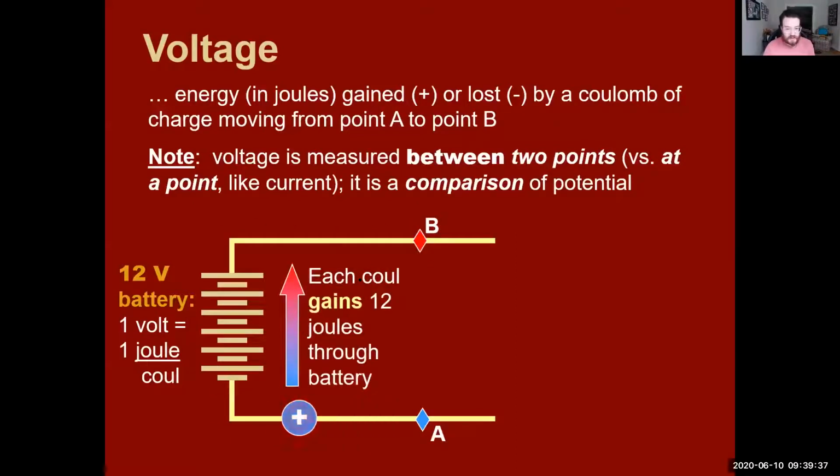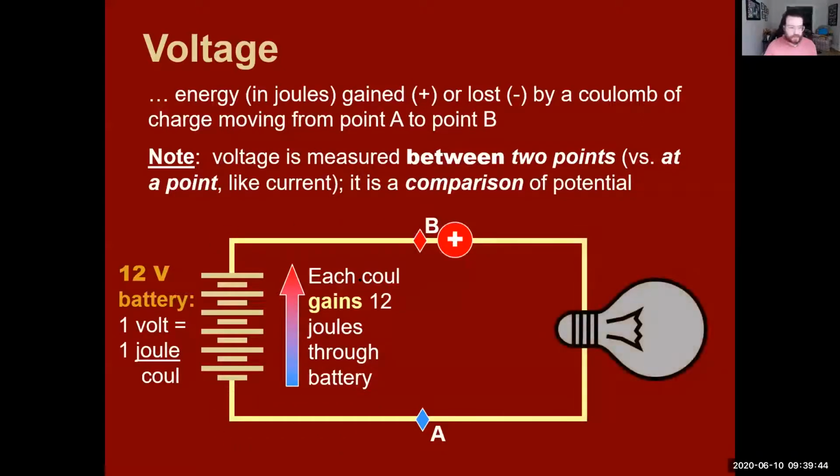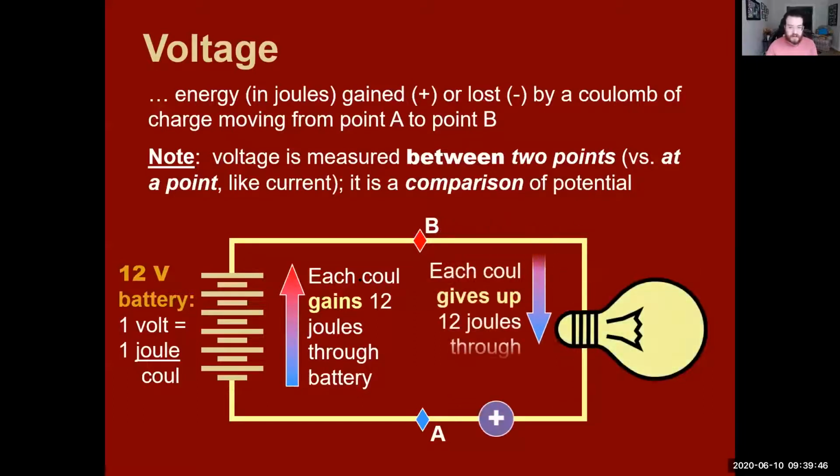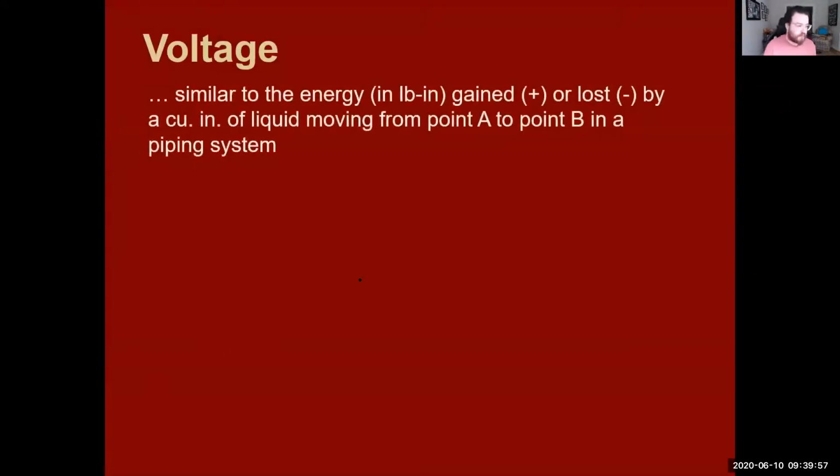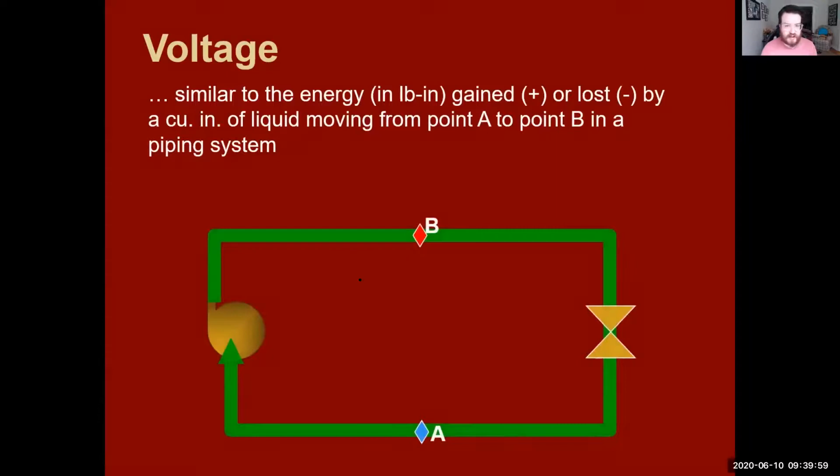So each coulomb gains 12 joules through the battery, and then each coulomb gives up 12 joules going through the bulb. So voltage is similar to the energy gained or lost by a cubic inch of fluid moving from point A to point B in a piping system.